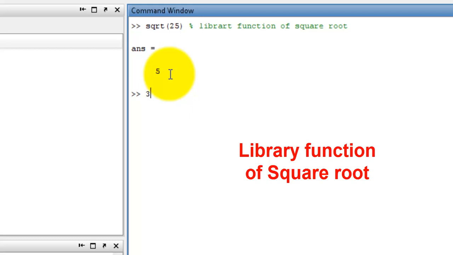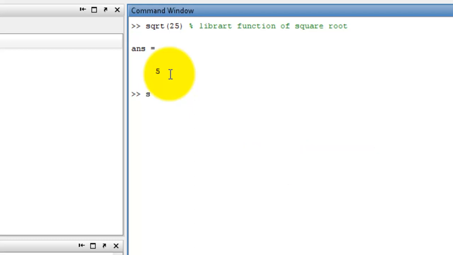36. Square root: SQRT within bracket 64, enter. 8. Okay.